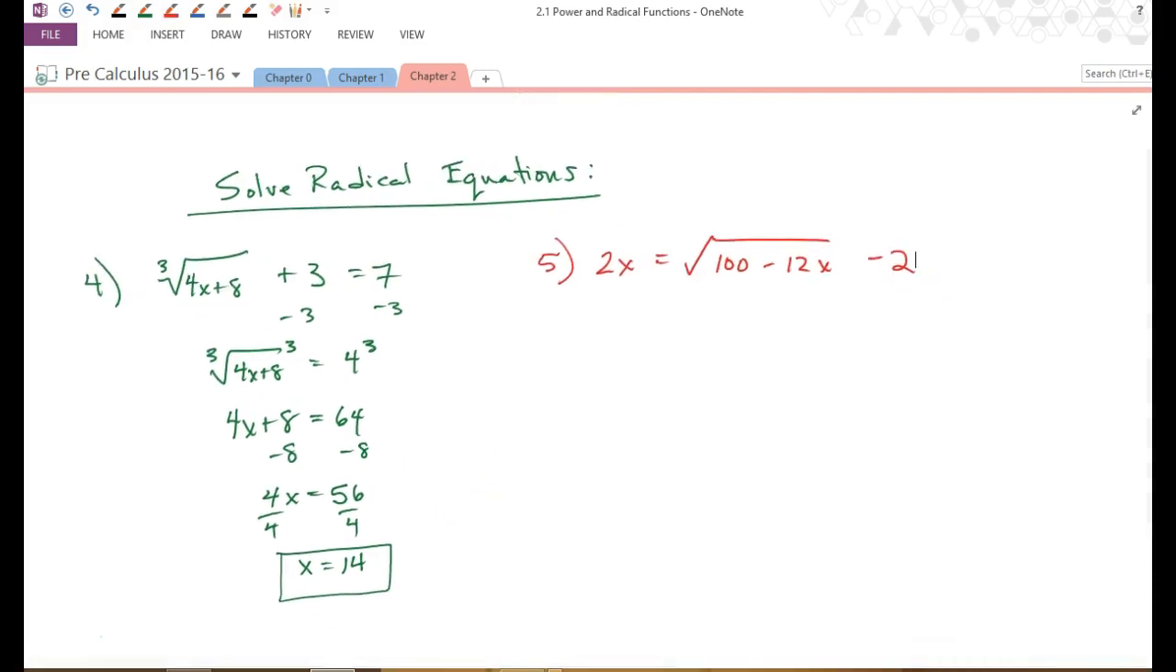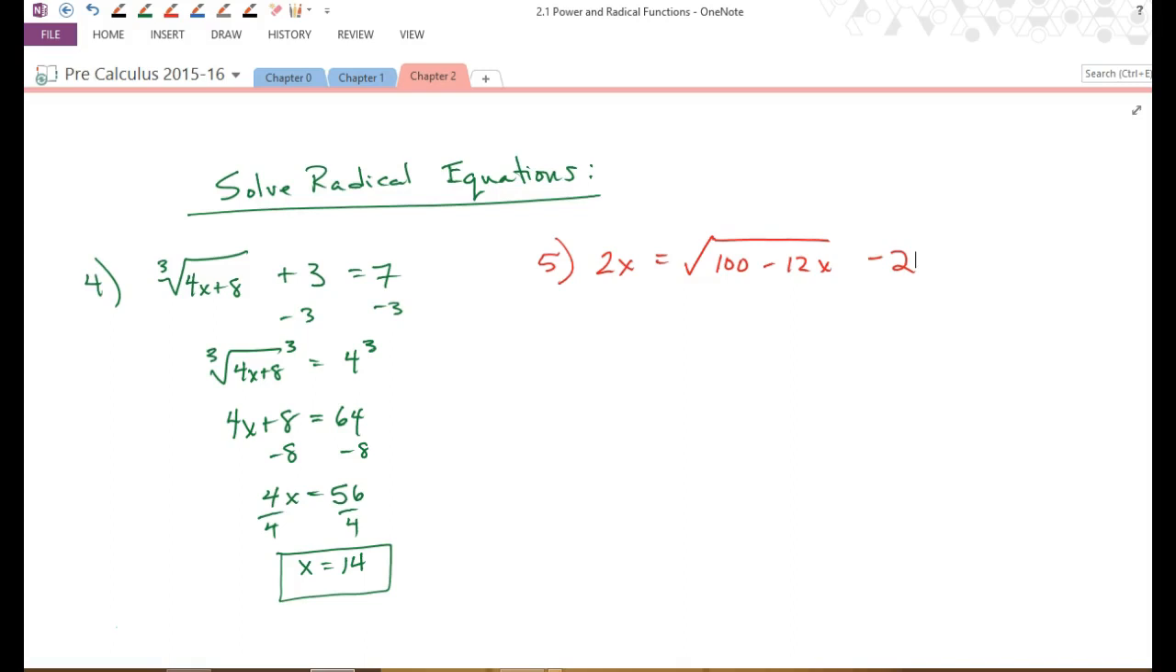Okay, so how would I do this one? You can't? Well, as long as there's an X under there, I can still solve it. There is an X, yep. 12X, yep. Yeah, so what should I do first?